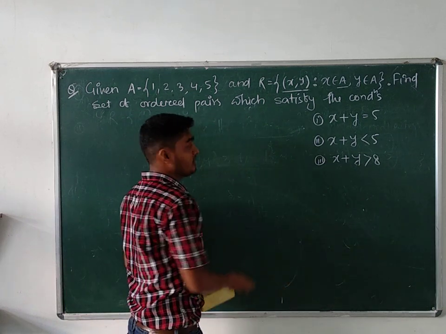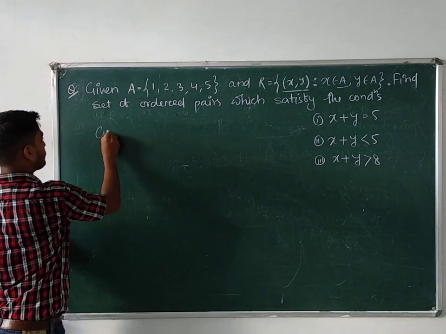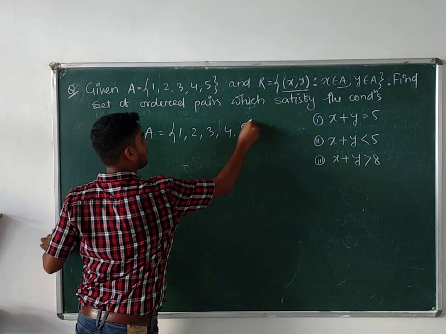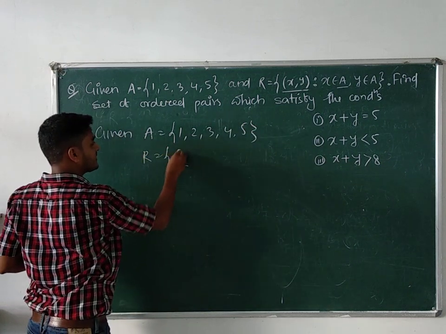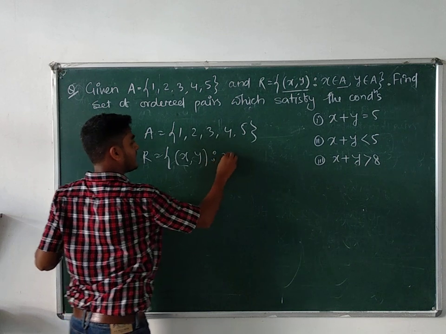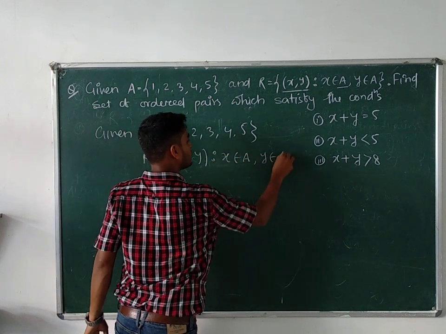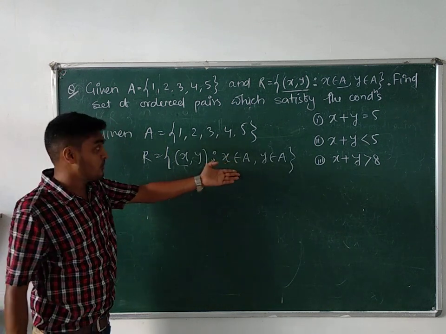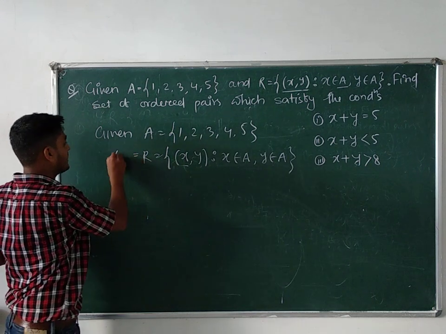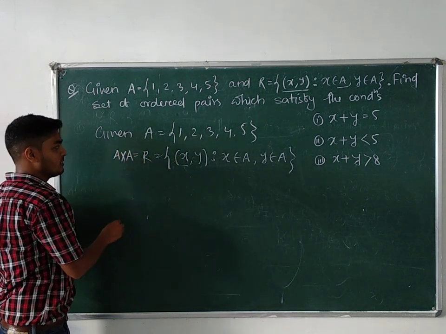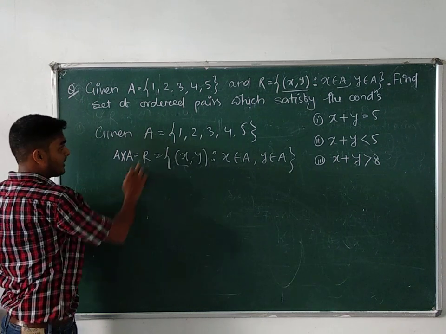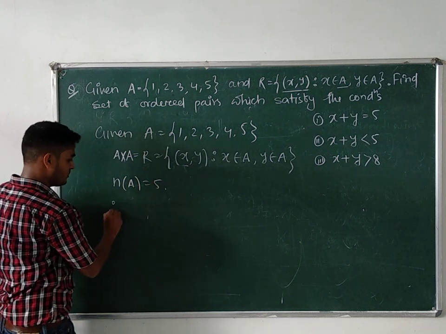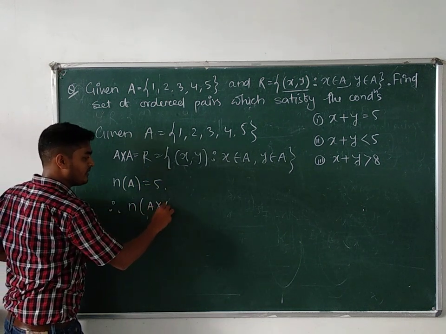So here R is nothing but, given A is equal to 1 2 3 4 5, R is equal to what? It is a set of x, y where x belongs to A and y belongs to A. As no other condition is given to you, that's why here R is exactly equal to A cross A. Now we try to find out A cross A. A contains how many elements? The number of elements in A is equal to 5, therefore the number of elements in A cross A will be what?